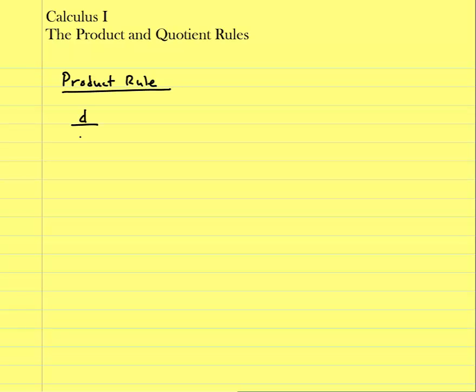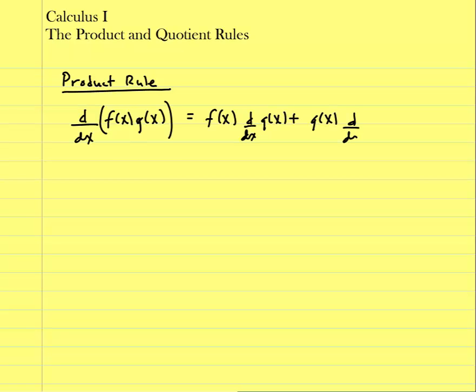So if we take the derivative of a product, the derivative with respect to x of f of x times g of x, so I have two functions multiplied together. So the derivative, you might think, is just the derivative of each piece, but that's not true. What the derivative is, is the first function times the derivative of the second function plus the second function times the derivative of the first function.